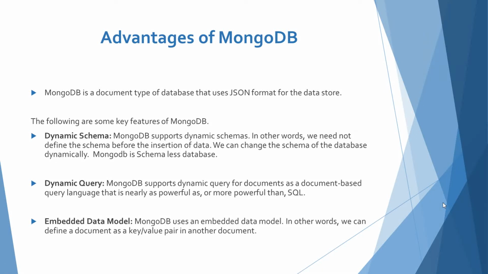Hi friends, now I will explain what the features of MongoDB are, and how organizations are attracted to MongoDB's features. We'll see. MongoDB is a document type of database that uses JSON format for data storage. The following are some key features of MongoDB.